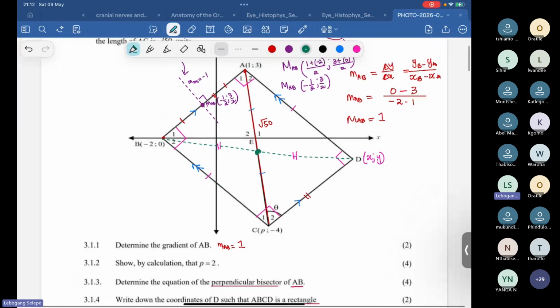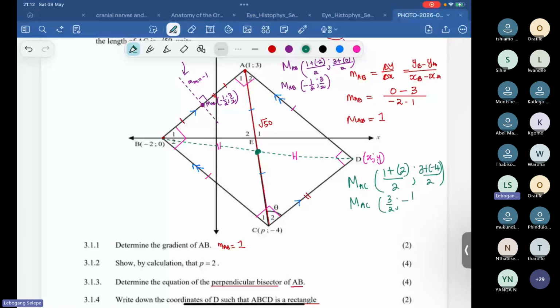It's the same method that we did. For any midpoint, in this case for AC, we take the two x values, which is 1, plus the value of p is 2, divide by 2, plus the y coordinates, which is 3, plus negative 4, divide that by 2. Therefore, the midpoint of AC is 3 over 2, negative 1 over 2. Do you guys understand how I calculated that midpoint of AC? Okay, so this is this point right here, which is 3 over 2, negative 1 over 2.